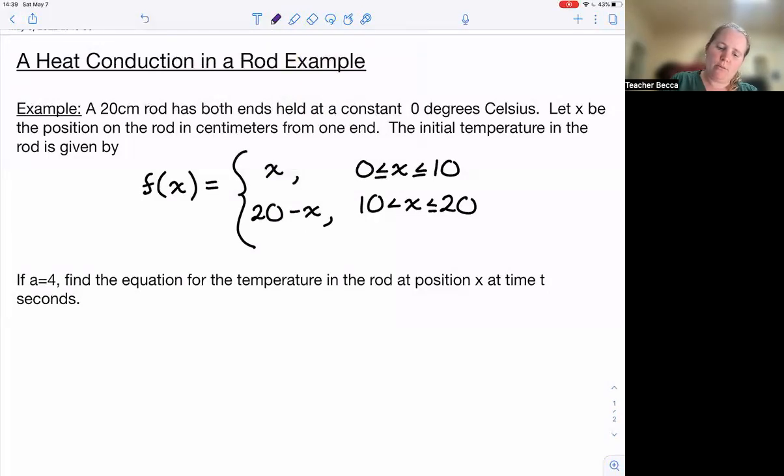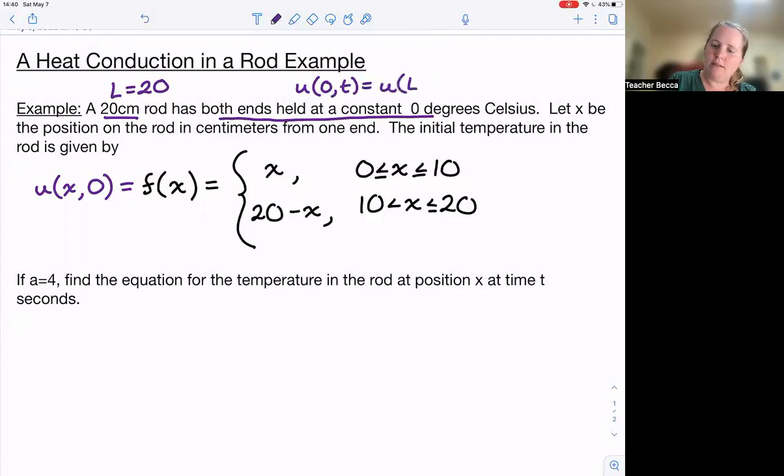So we have a 20 centimeter rod. We are going from 0 to 20. This is our L is equal to 20. F of X is our initial condition, initial temperature. So we have U of X comma 0 is equal to F of X. We have both ends held at a constant 0. So this is U of 0 t is equal to U of L t is equal to 0. So those are all the conditions that we are working on.